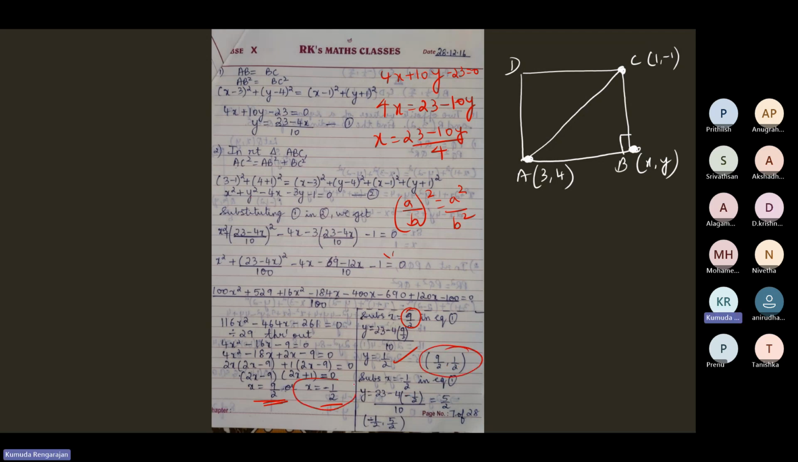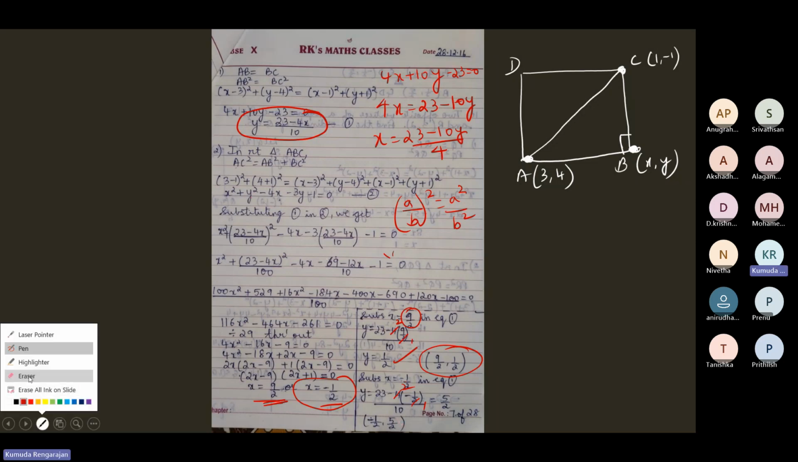Then when x is minus 1 by 2, y will be (23 minus 4 into minus 1 by 2) by 10, because y is equal to (23 minus 4x) by 10. So you can cancel: 2 1s are 2, 2 2s are 4. Okay, so you get 5 by 2. So when x is minus 1 by 2, y is 5 by 2.